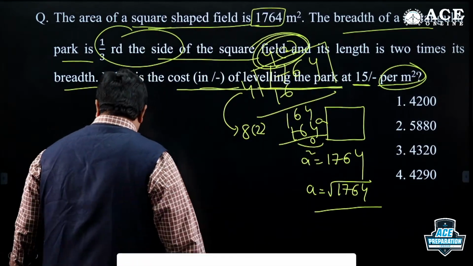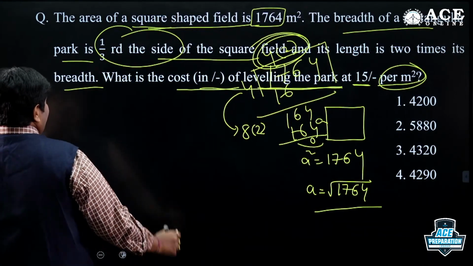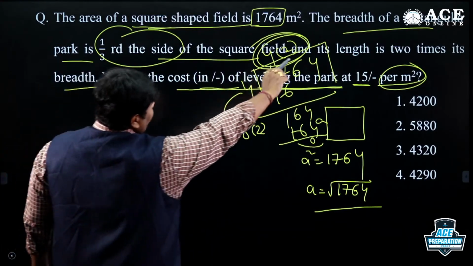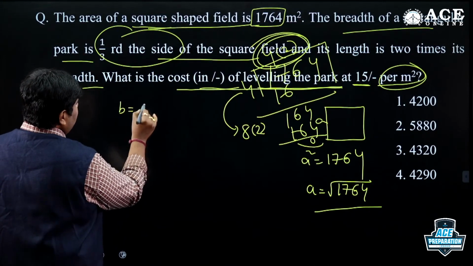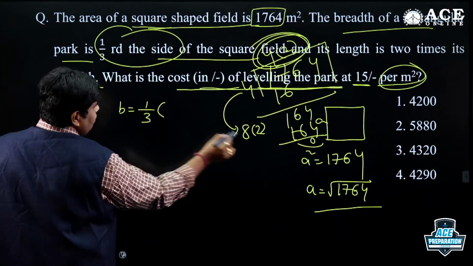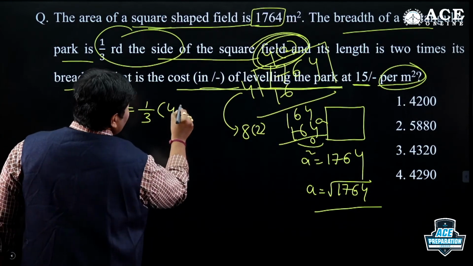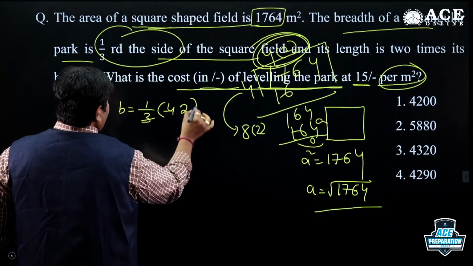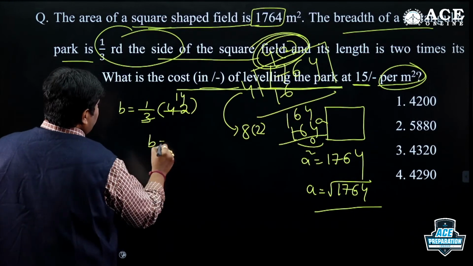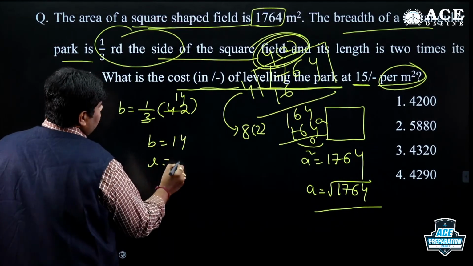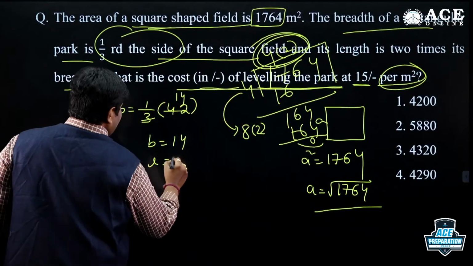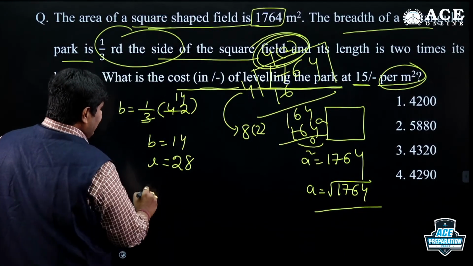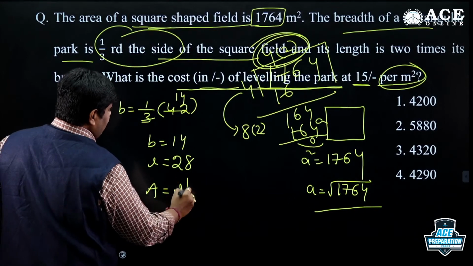Then what is the requirement here, friends? Observe here. The breadth of the rectangle is 1/3 of the side. What is the side? Just now we got 42. 3 14s, so breadth is equal to 14. So what is the length here? 2 times the breadth, so 28.